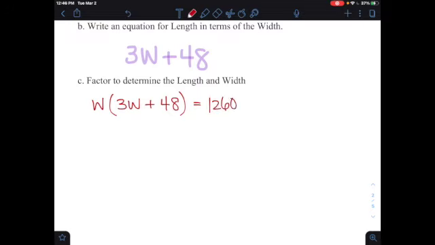And so now we need to solve it. To solve this, we need to get everything onto one side and make sure you distribute. So that's 3W squared plus 48W minus 1260, and then you're going to factor it. Now, to factor this, I would definitely look at, do they have anything in common? And in this case, they do. So that will be 3 times.